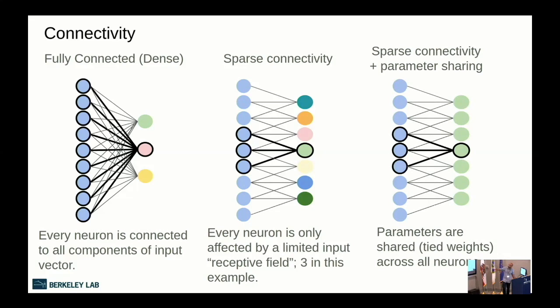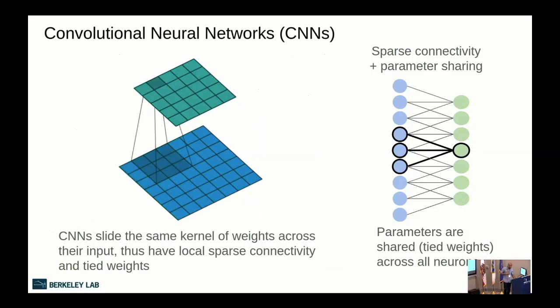If I know that the stuff that I'm looking for is the same wherever it is, and it doesn't really matter where it is in the input, I can share or reuse the same parameters for all the detectors, right? Instead of having different parameters here, I can have the same parameters everywhere. And this is what we call parameter sharing. So what does this buy us? Essentially, it biases the idea of translation invariance, right?